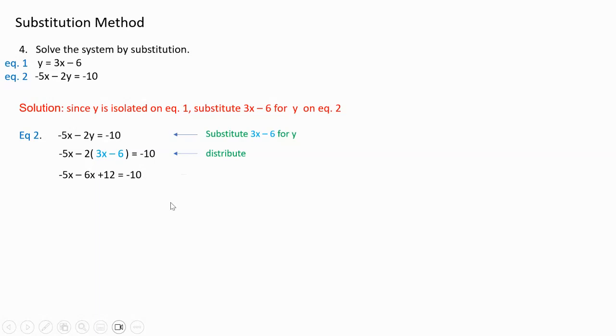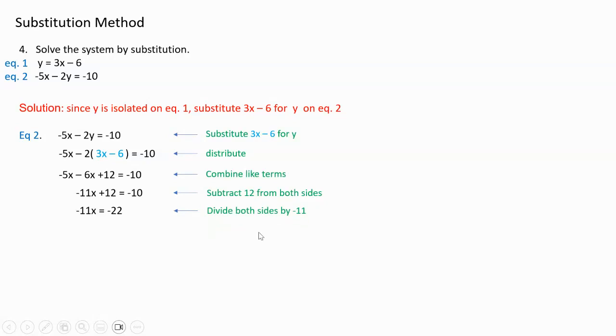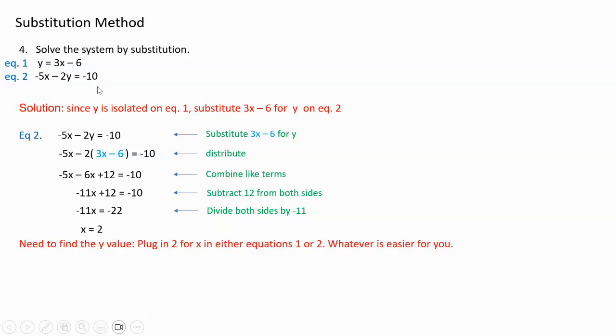We can combine the like terms, which will give us what? Negative 11x plus 12 equals negative 10. Then we subtract 12 from both sides. The result will be negative 11x equals negative 22. We divide both sides by negative 11. So the solution will be x equals 2. Right, but remember, the point where they intersect is an ordered pair. You have an x value and also a y value. So now we go back and substitute x equals 2 into either equation, equation 1 or equation 2.